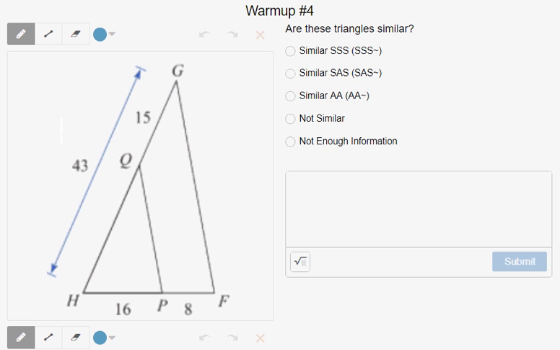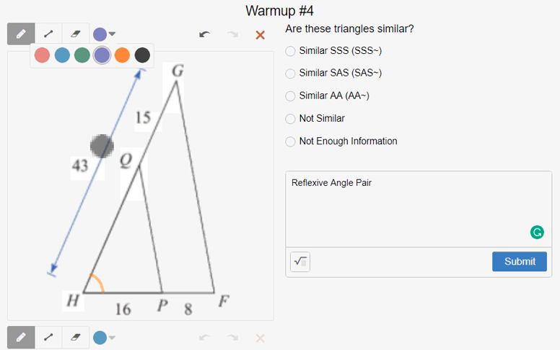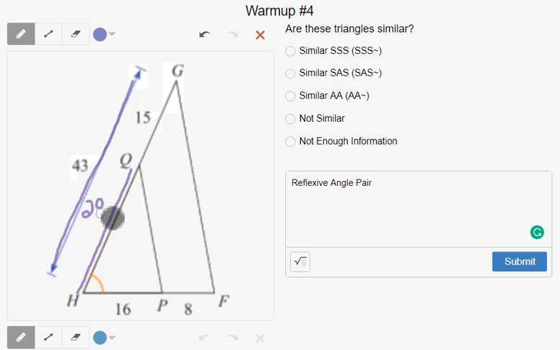Let's try one more. Are these triangles similar? So as we can see, again, the triangles are overlapping and they share angle H. So we have a reflexive angle pair that's congruent. Then we're also given some side lengths. So our side length from H to G is 43. That should correspond to our side length of HQ. We could find HQ by doing 43 minus 15, and that ends up being 28. So we're going to compare 43 to 28.